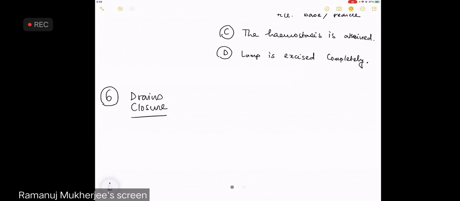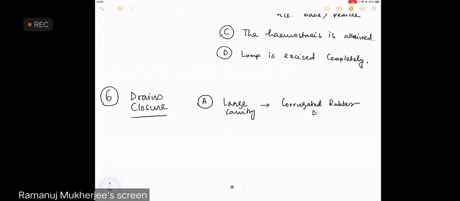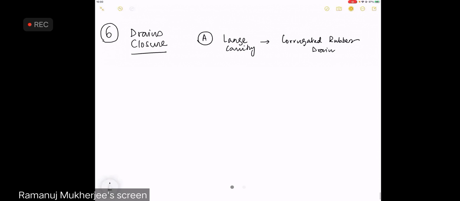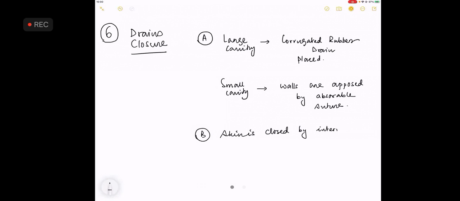In the drain and closure section, if it is a large cavity, now we don't have a definition of what is large and what is small, a corrugated rubber drain is placed. In your instrument class, I will be showing you this one. In a small cavity, the walls are opposed by absorbable suture. Number B, skin is closed by interrupted nylon stitches.